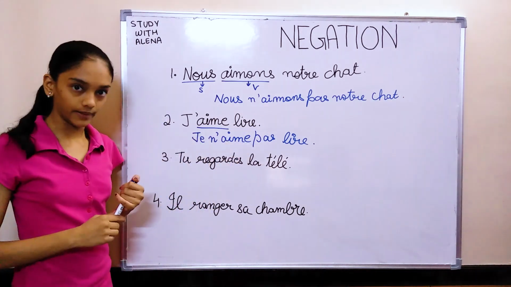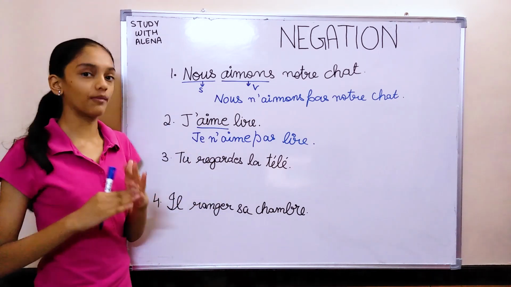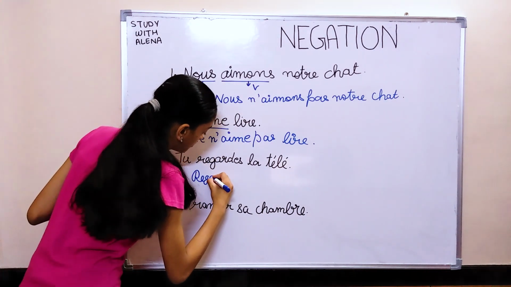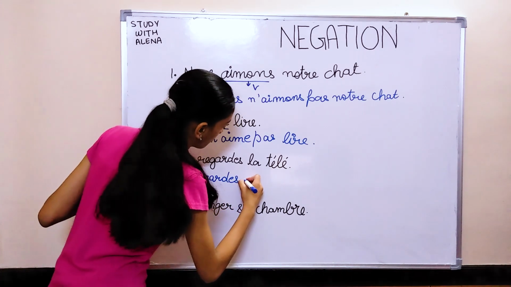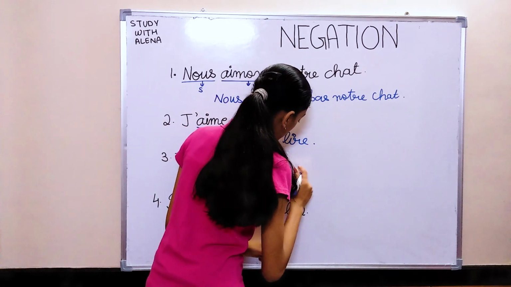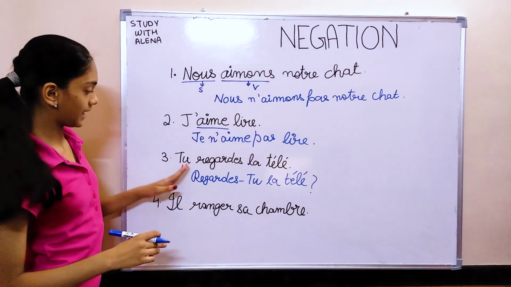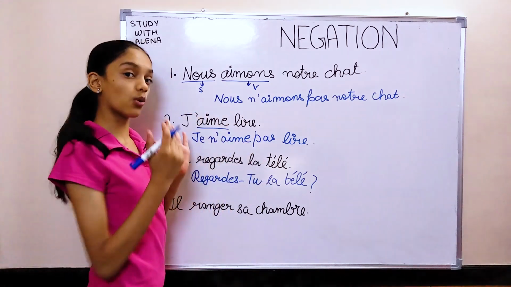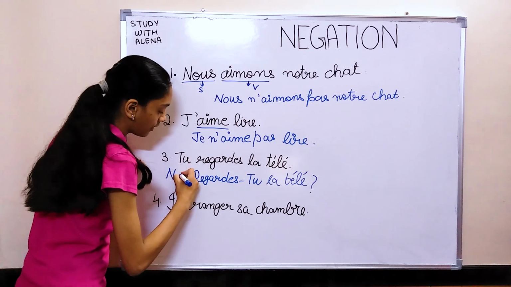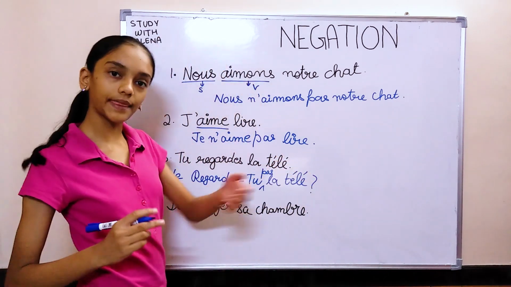Tu regardes la télé. You are watching the TV. First, if you normally have to convert it into inversion, it will become regardes-tu la télé. Now, if you want to negate it, the ne and pas will be around this whole thing, around regardes-tu. So for negation, it will become ne regardes-tu pas la télé.